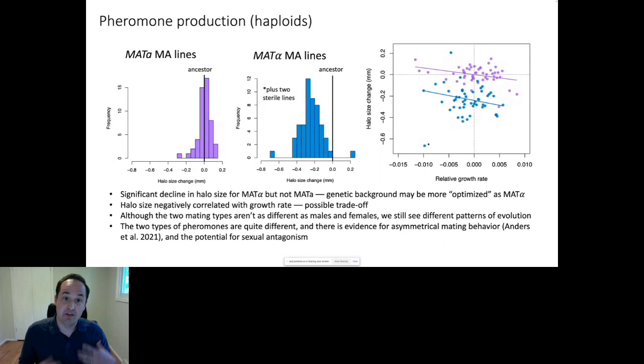We also see that halo size, or the production of pheromones, is negatively correlated with growth rate. And so here we have a possible trade-off between the asexual form of growth and the ability to perform sexually and attract a mating partner in these strains. And so this is consistent with some other evidence that's coming out where the 2 mating types that produce 2 very different pheromone compounds can actually be quite different. Although they're isogamous, they're not males and females, they may in fact have lots of differences that we can still explore, and the potential for antagonistic selection between the two.